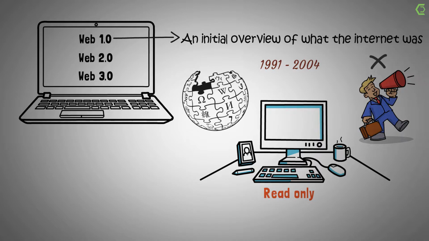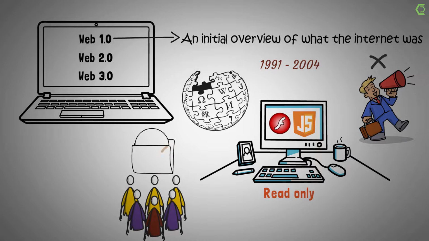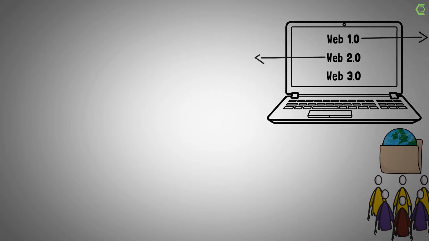Of course, with time we slowly made improvements and things like Flash and JavaScript added many new different features. However, during this time the users of the internet were consumers. They went to the internet to consume information. Next we have Web 2.0, from around 2004 until now.